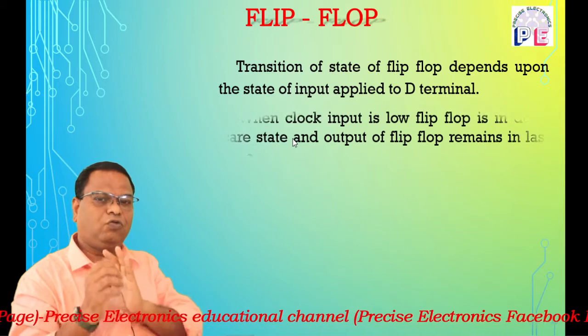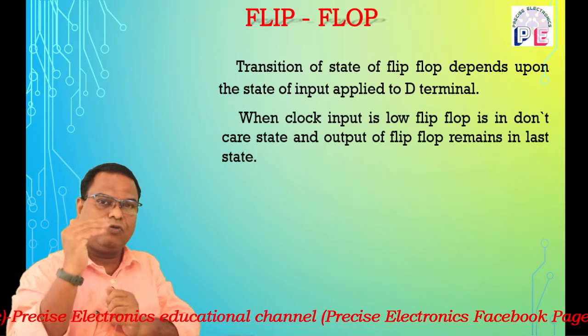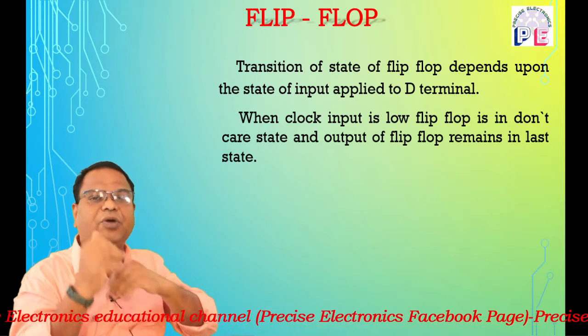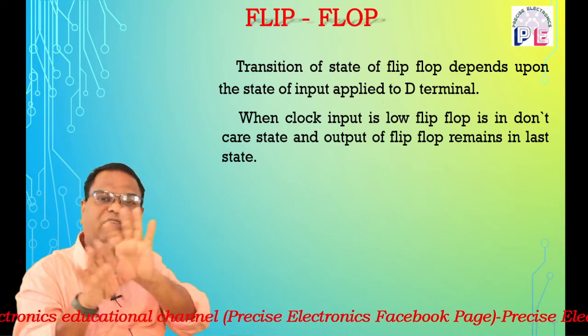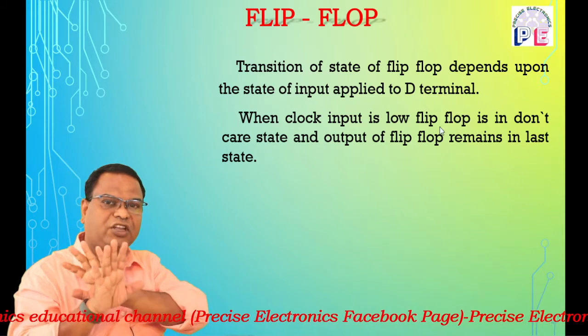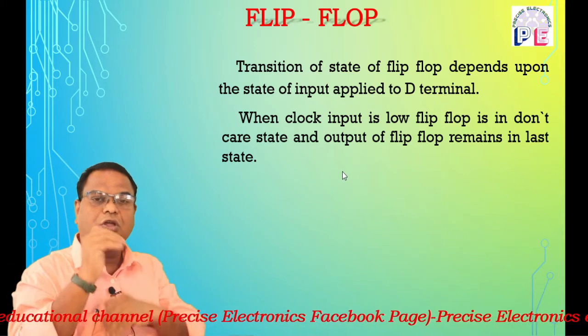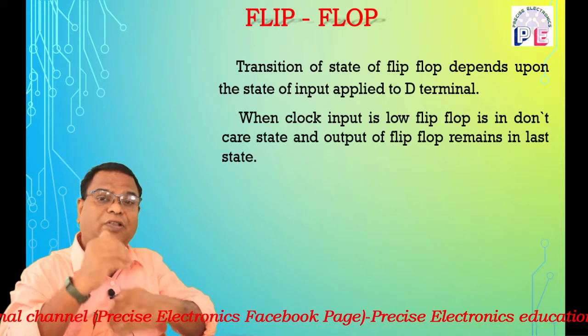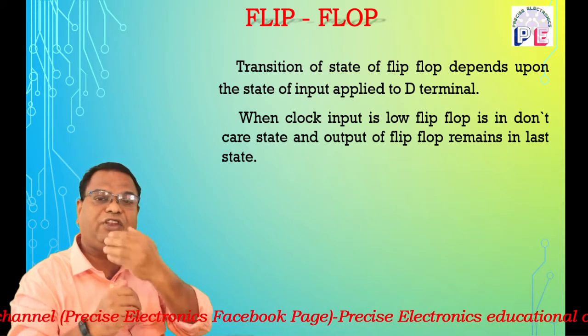suppose the clock pulse is low, first the clock pulse is low. When low clock is applied, the flip-flop is in disable mode. So whatever the data input may be, the flip-flop remains in its last state. The transition of state does not occur. The transition of state occurs only when the clock pulse is high. That means the flip-flop is in enable mode.